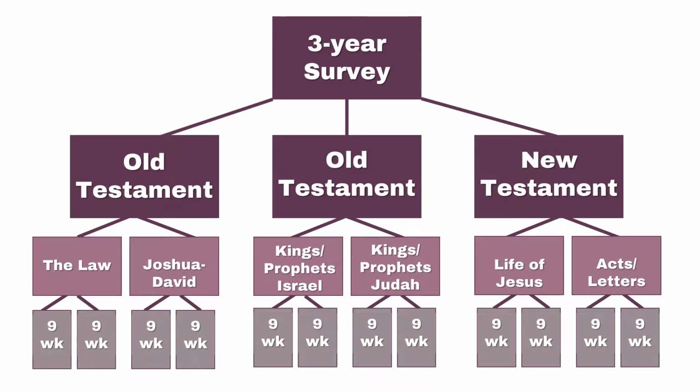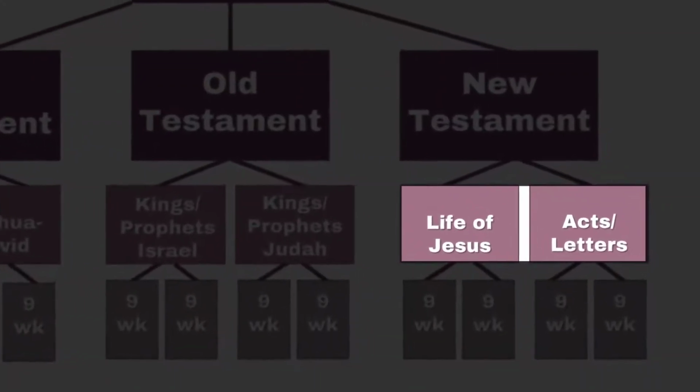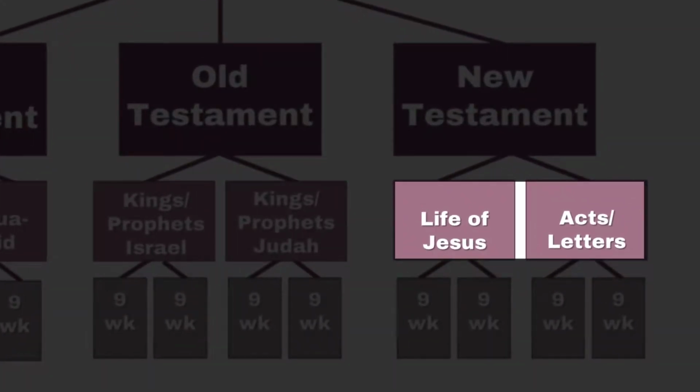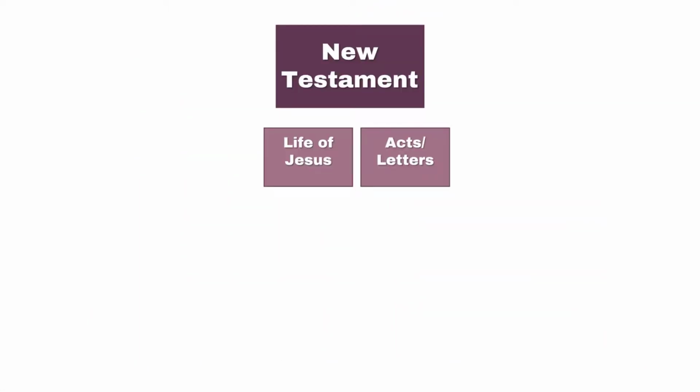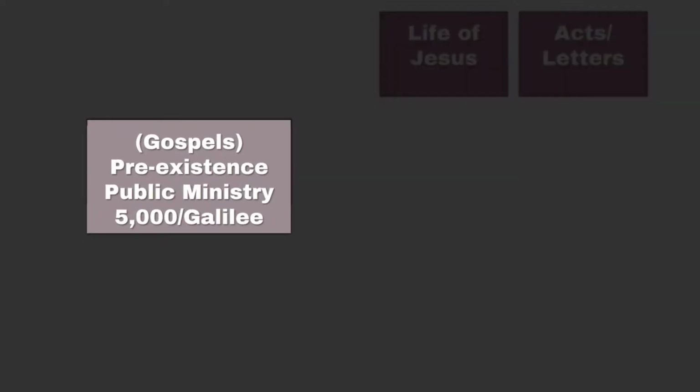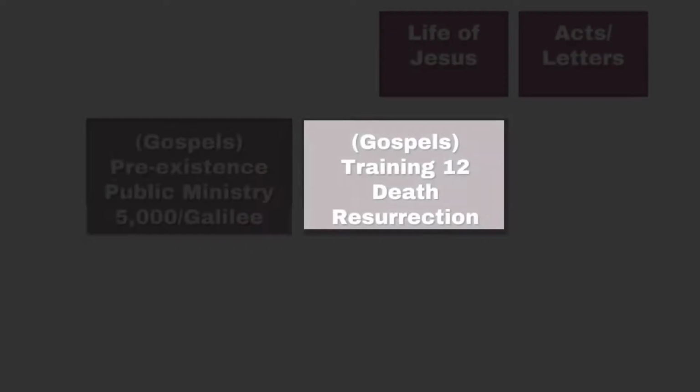Now we come to the New Testament history, and the division between the Gospels and Acts helps us define our semester content. How would the life of Jesus be divided at the 9-week level? It would start with the pre-existence of Jesus and continue through the pinnacle of his public ministry with the feeding of the 5,000 and immediately after the Galilean crisis. The second 9-week period would pick up with Jesus' training of his disciples and continue through his death and resurrection right up to his ascension.